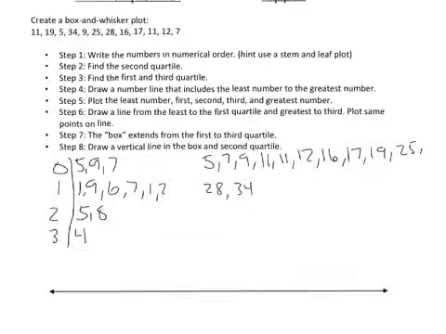Now the second step, after we get them in numerical order, is to find the second quartile, or the median, which means we need to figure out how many numbers we have. If I count them up, 1, 2, 3, 4, 5, 6, 7, 8, 9, 10, 11, 12, that means we have 12 numbers. To find the median, we take 12 and divide it by 2, just like we talked about on Monday, which gives 6.